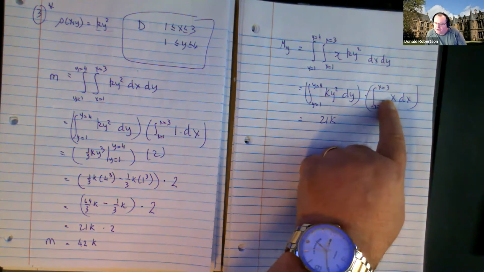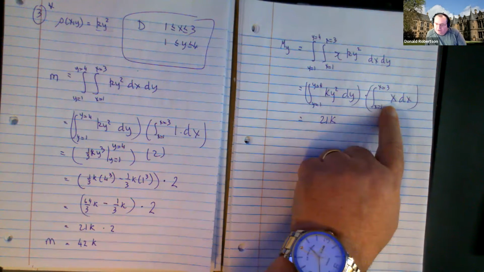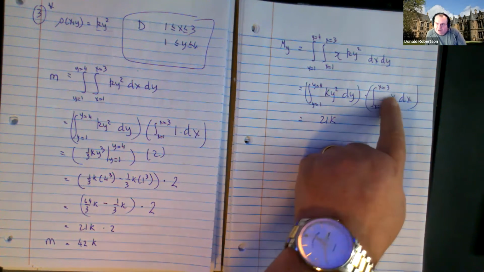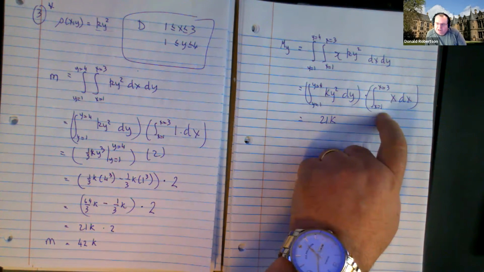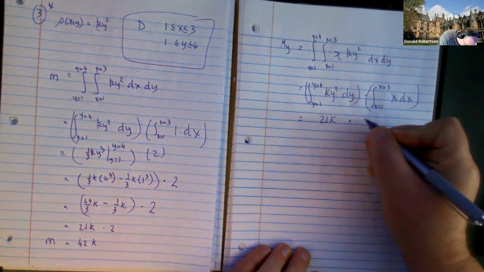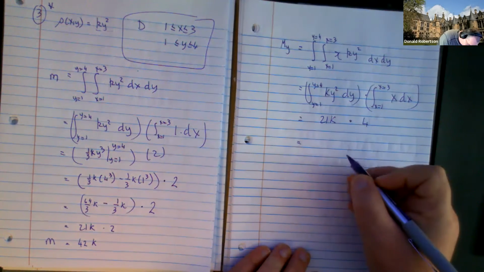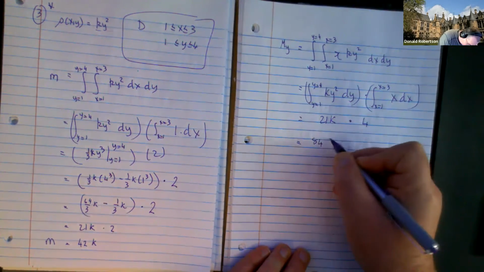Now, what about this guy? Well, this guy's going to be a half x squared, which is a half 9, take away a half. So it's going to be 9 halves, take away 1 half. It's going to be 8 halves. It's going to be 4. So that ends up being 84k.